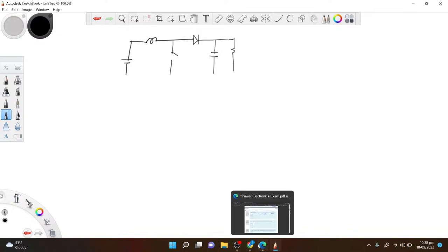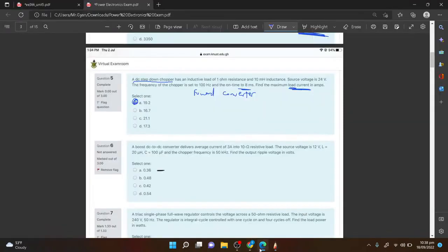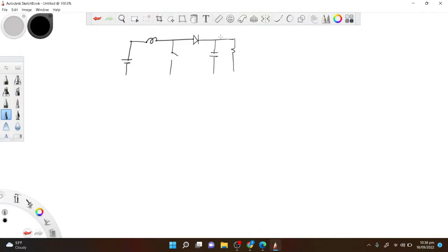Alright. So it delivers an average current of 3 amps, so an average current of 3 amps into a 10 ohm resistance. So I can find my V out as what? V out is 30 volts. V out is 30 volts.